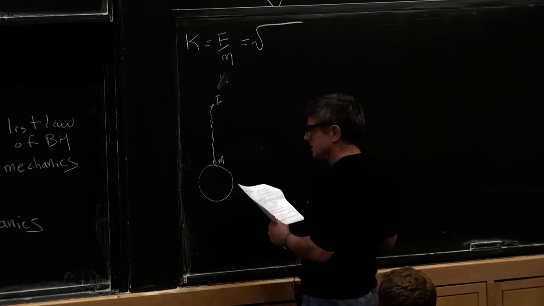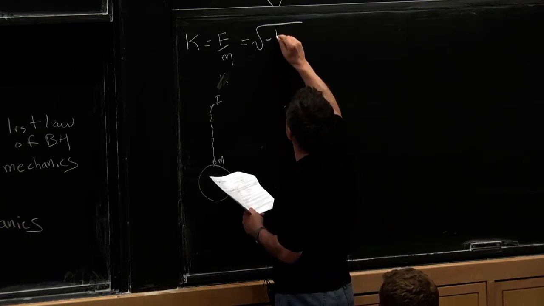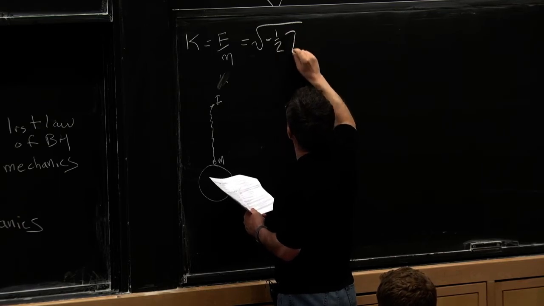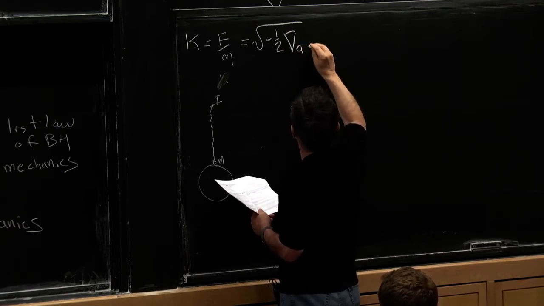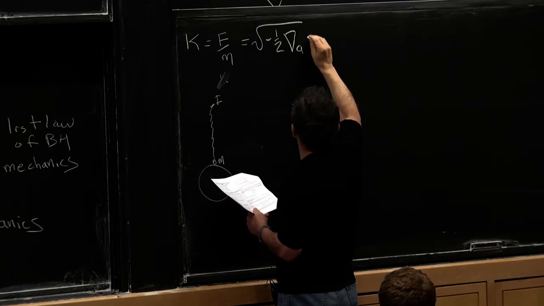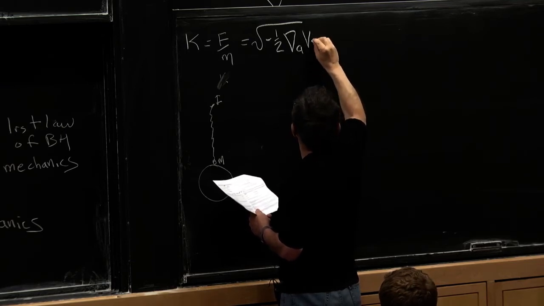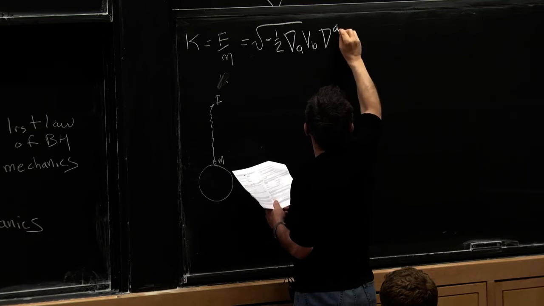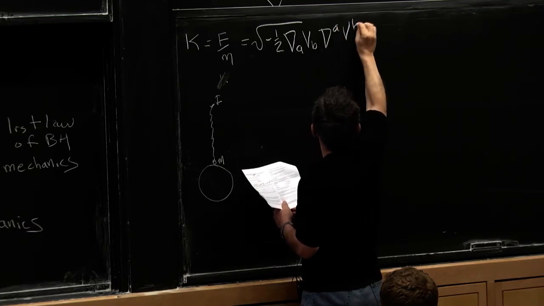So it's minus a half. We can write it as dA. Let me call the Killing vector field V^B, dA V^B.